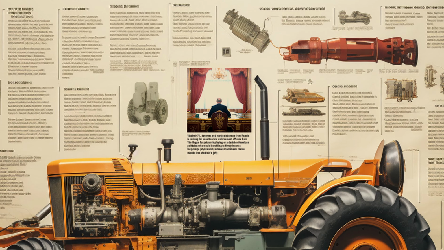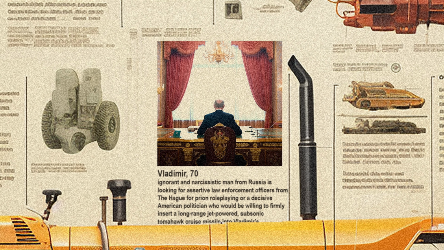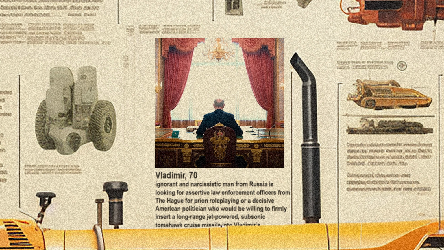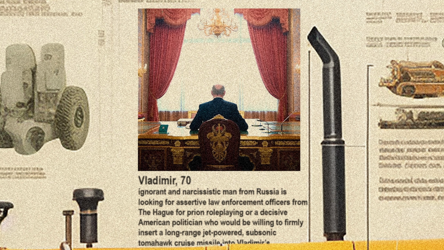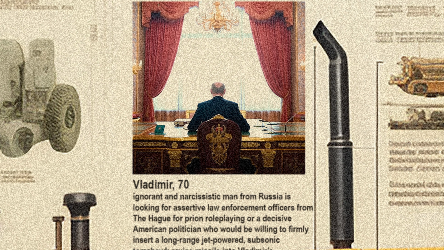Vladimir, 70, an ignorant and narcissistic man from Russia, looking for an assertive law enforcement officer from The Hague for prison role-playing, or a decisive American politician who would be willing to firmly insert a long-range jet-powered subsonic Tomahawk cruise missile into Vladimir's butt. All these years, all these people have been forced to use a lost and found section in a weekly tractor owners' Belarusian magazine called Harvest Horizon.